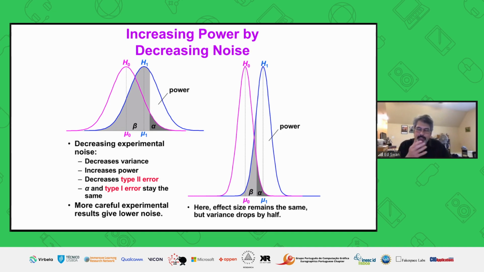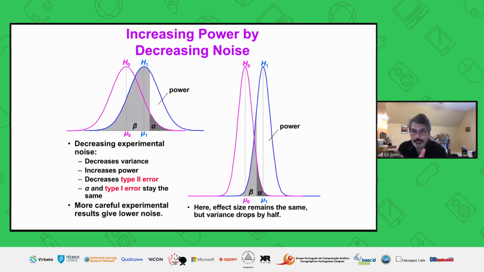The fourth way to increase power is by decreasing noise. Notice that collecting more data and decreasing noise are exactly the same in terms of power. When the experimental noise is decreased, the variance goes down, and all of these things remain the same. Probability of type 2 error goes down, probability of type 1 error stays the same. So more careful experimental results give you lower noise.